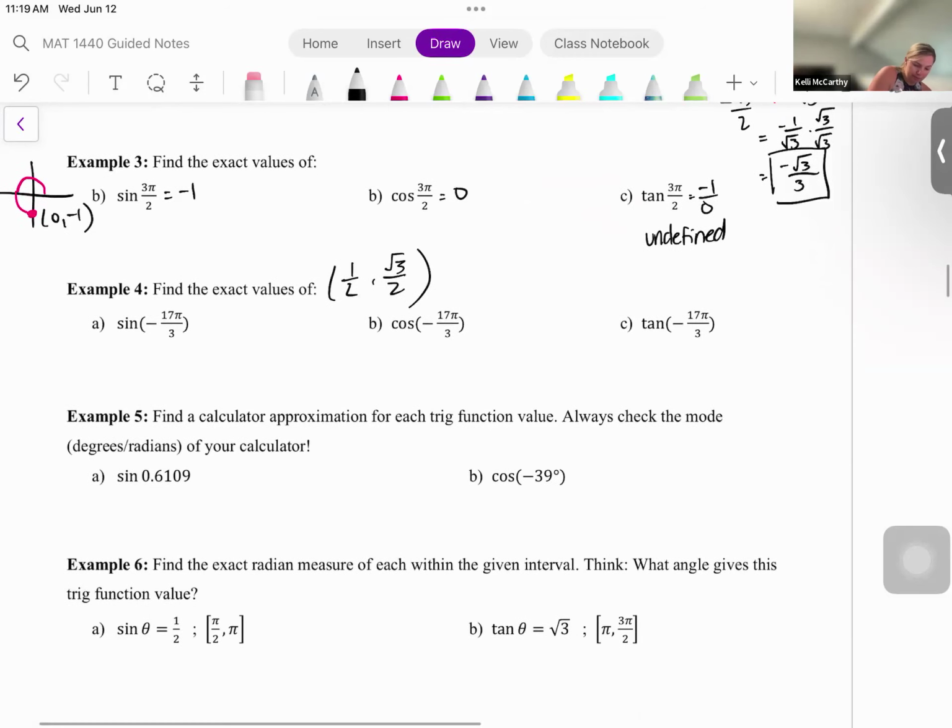Sine is our y value, square root of 3 over 2. Cosine is our x value, 1/2. And tangent is sine over cosine, square root of 3 over 2 divided by 1/2, which is just the square root of 3.